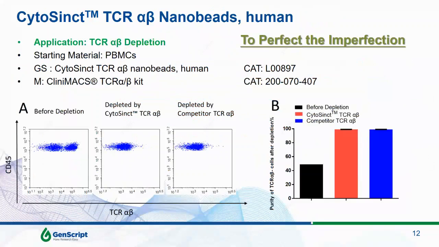Regarding the application of our TCR alpha beta beads, it can be used both for depletion and enrichment. Figure A is the FACS data for the depletion. 10 million PBMCs were started with the depletion using GenScript TCR alpha beta beads. After the depletion, the purity of the TCR alpha beta negative cells is described in figure B, which shows we have comparable results with Miltenyi TCR alpha beta depletion kits.